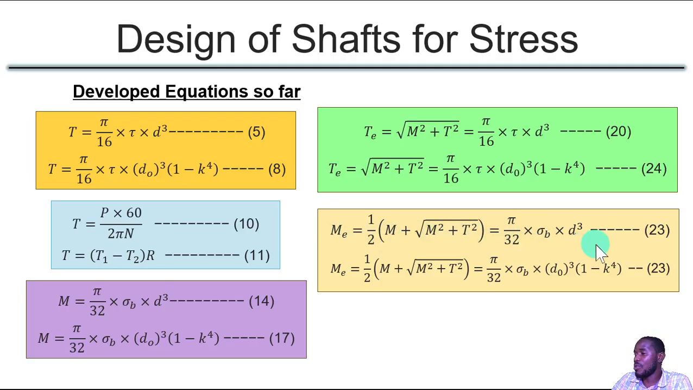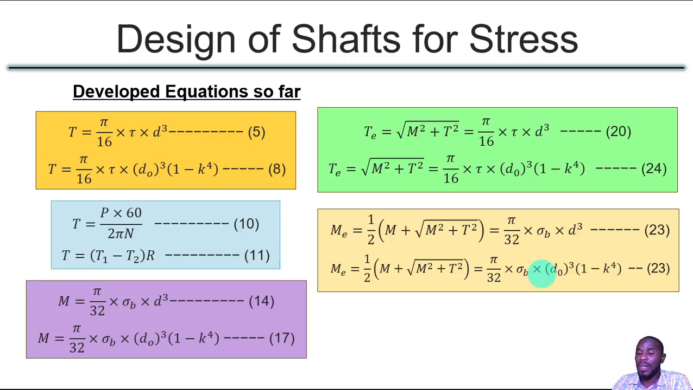That's the equation for finding the diameter of a shaft that has been subjected to both bending moments and torsional moments at the same time, but using the maximum normal stress theory, or the Rankine's theory. And this is the same for a hollow shaft.